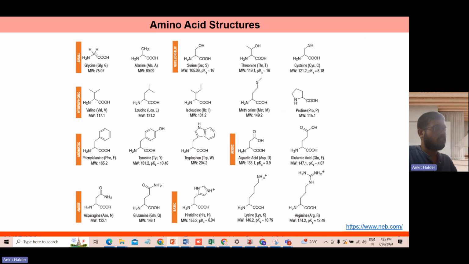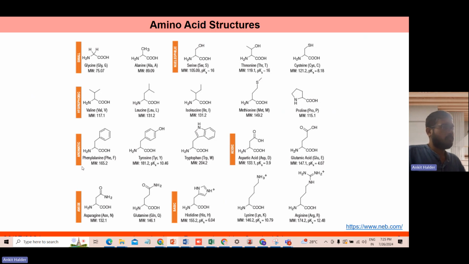Of course, you all must be aware of it, which doesn't contain any H in the fourth chain. Then comes CH3, alanine, which is again just the complex version of glycine, which contains CH3. Then we have serine, threonine, cysteine, the nucleophilic ones. Then you have the hydrophobic ones, which are the branched-chain amino acids: valine, leucine, isoleucine, methionine, proline.